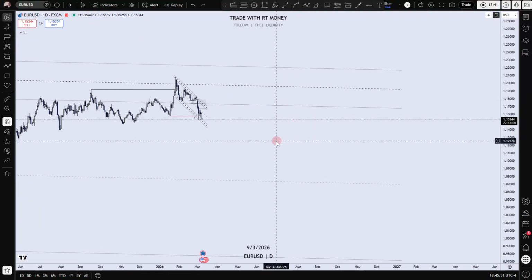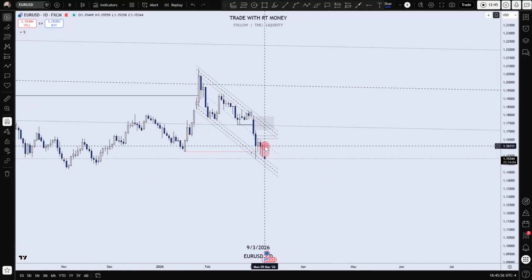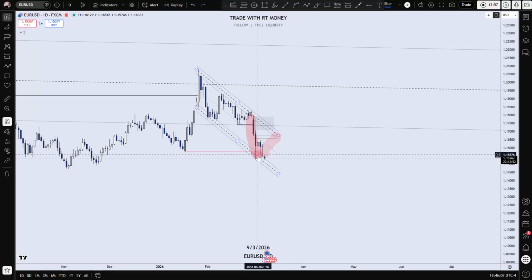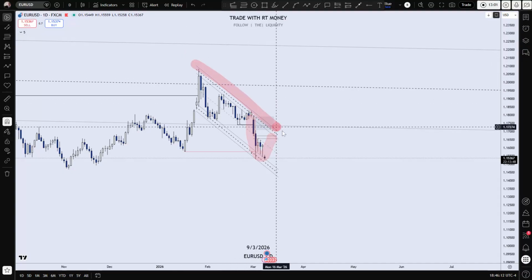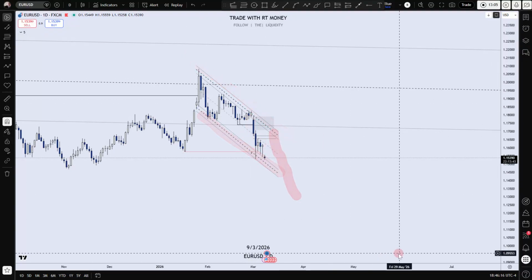We may see a possible pullback in the near term, some bullish price action. I'm not looking to take any buys in the Euro USD. I'm looking for sells. You can do whatever you want to. If you want to be a scalper, you can do whatever you want. I'm looking for a pullback into this last impulsive move and maybe a pullback to the top of the channel, and then we can take a high probability trade to the downside.